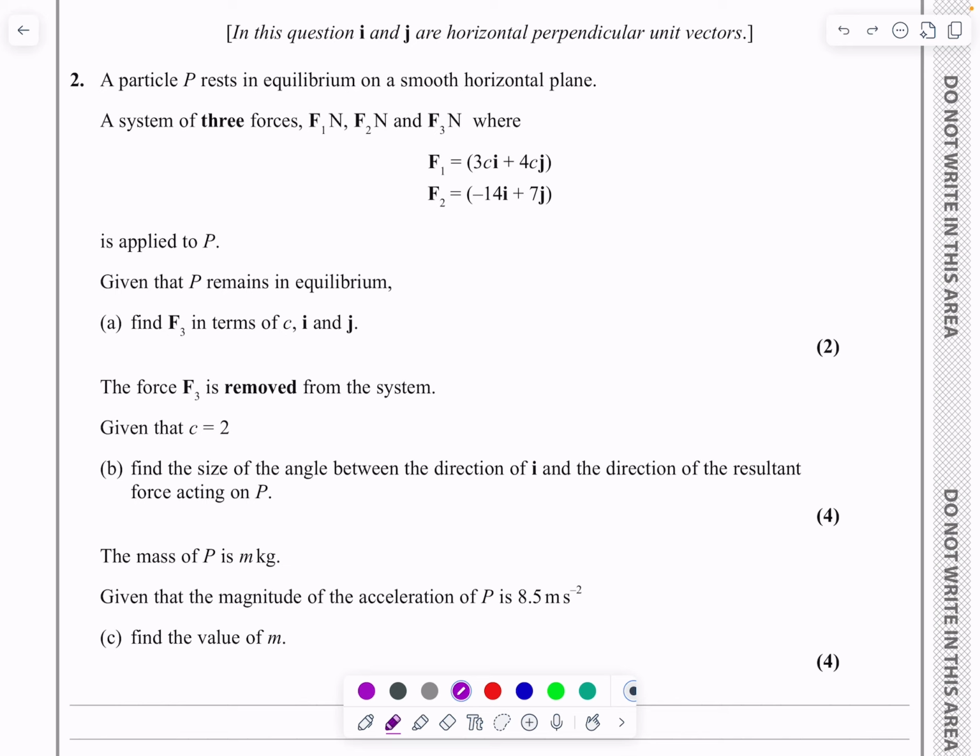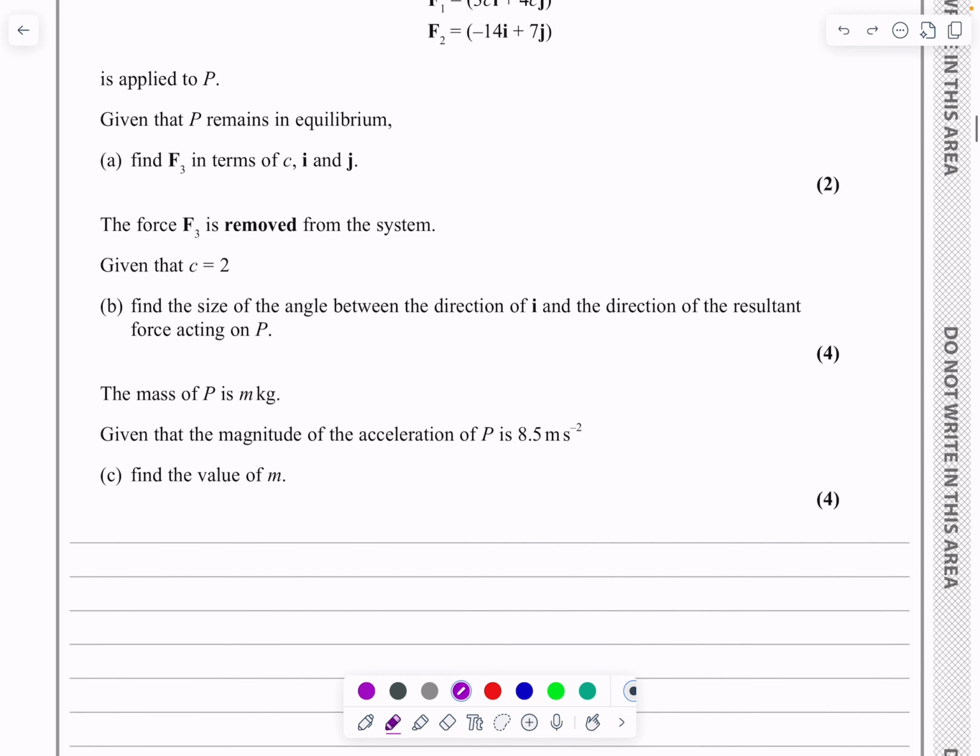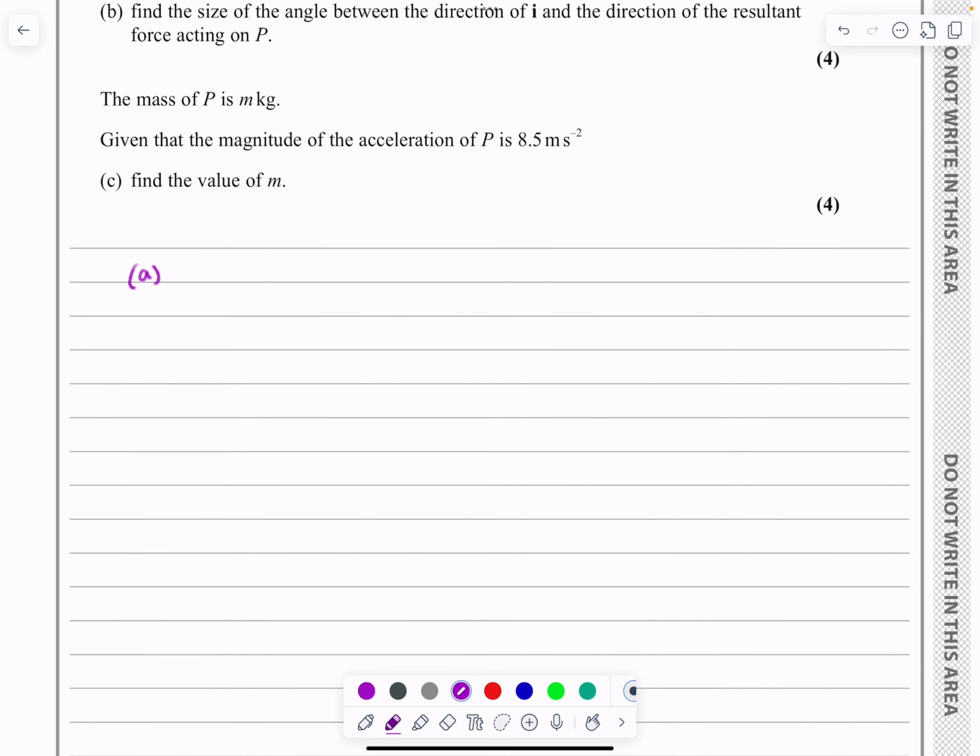F1 and F2 you can see there, and F3 we need to work out in terms of C, i and j. So let's do that first part because that's really straightforward. Make it clear to the examiner: if they're in equilibrium, then F1 plus F2 plus F3 must work out to be equal to 0. So F1 is 3Ci and 4Cj. F2 is minus 14i plus 7j. And then plus F3 must equal 0.